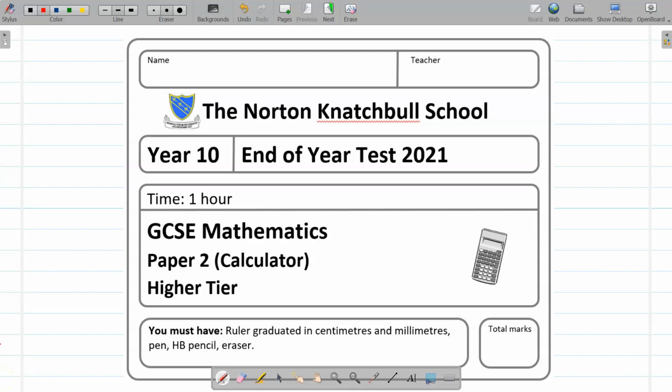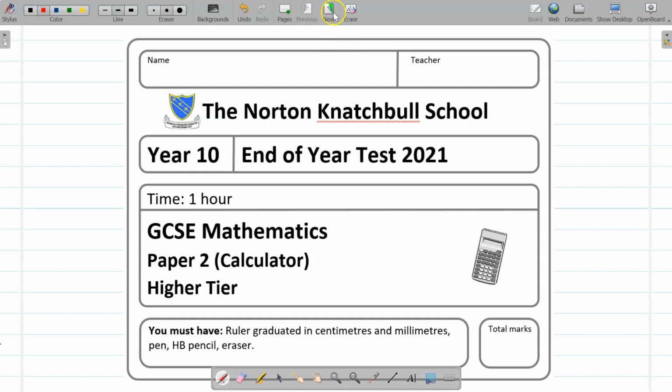Welcome to the Year 10 PPE Paper 2. This is the calculator paper. This means that you can use a calculator for any of the questions, but for many you won't need to, and even if you do use it, you must show clearly all of your working out.